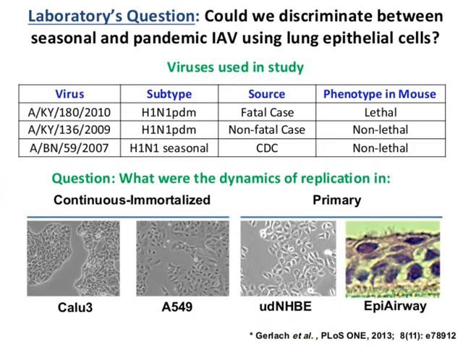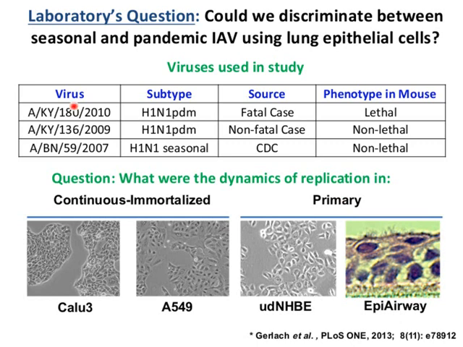When I joined the laboratory at the University of Louisville, the first question we had was whether we could discriminate between seasonal and pandemic 2009 influenza isolates using epithelial models. The panel of influenza isolates our laboratory is using were obtained from hospitalized patients as a part of an ongoing severe influenza pneumonia surveillance program in the state of Kentucky.